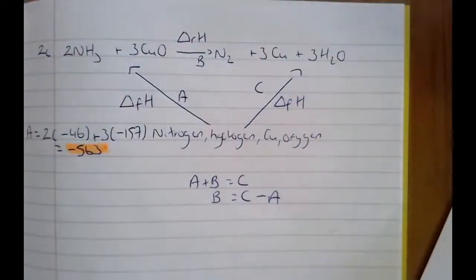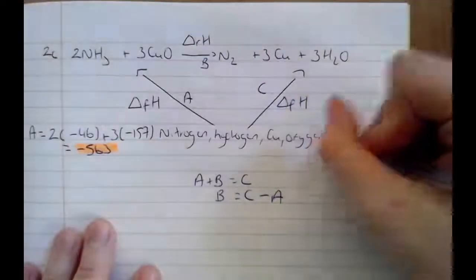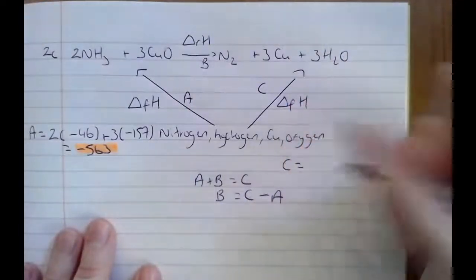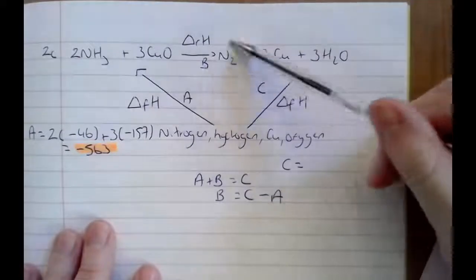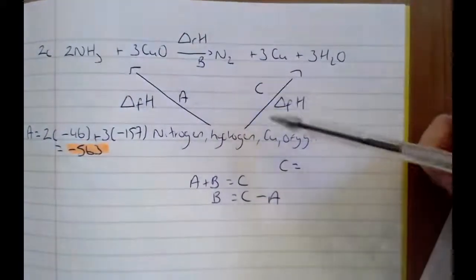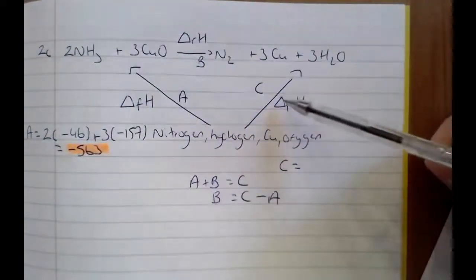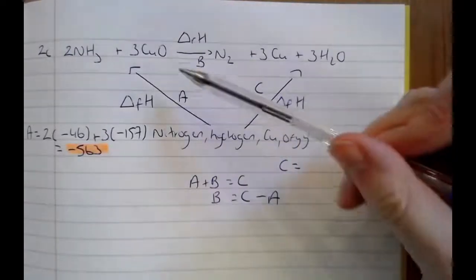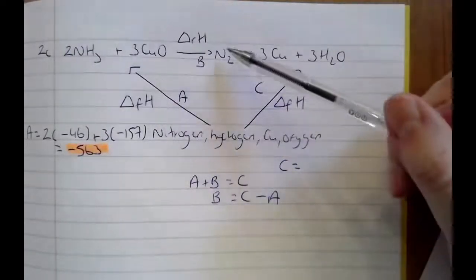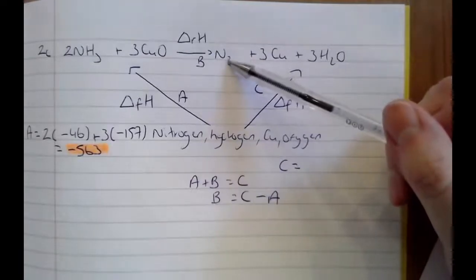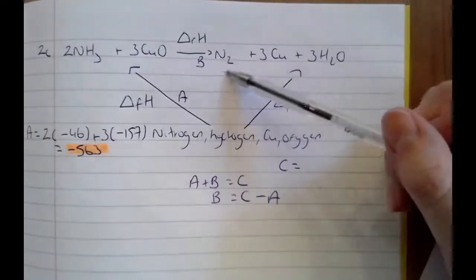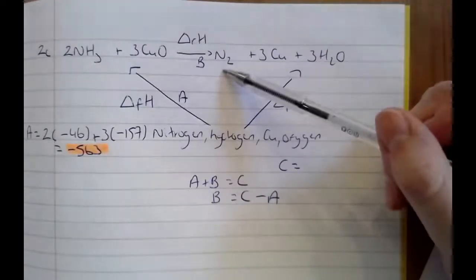On the other side, I'm going to be calculating C. C equals, all right? And if you look at your table, you see that there is no value for nitrogen, okay? The reason is these are the changes in energy when you're forming a compound from its elements. Nitrogen is not a compound. Nitrogen is an element. It occurs naturally. It doesn't need to be formed. So the value would just be 0, and it's not included in the table.